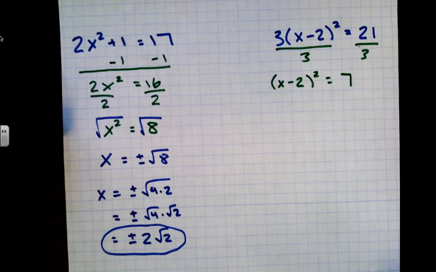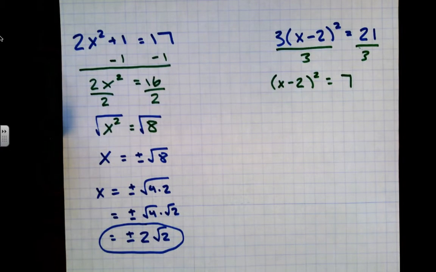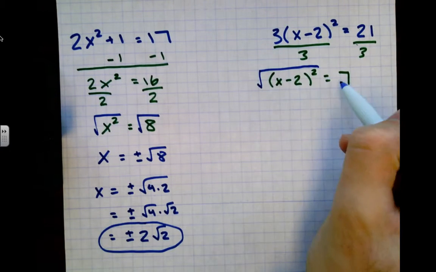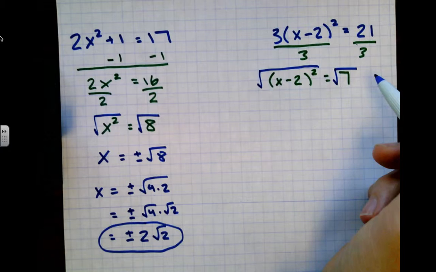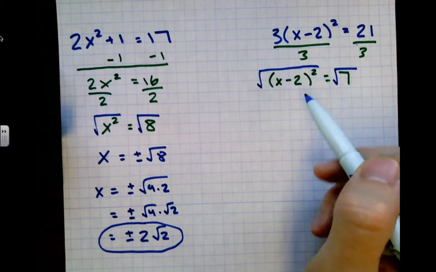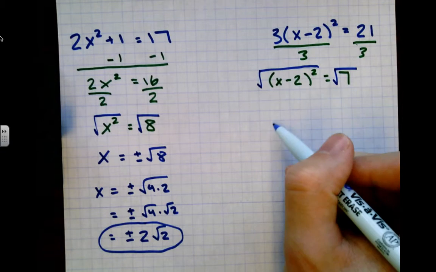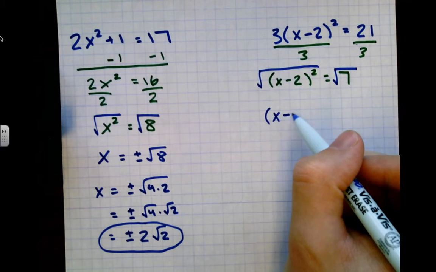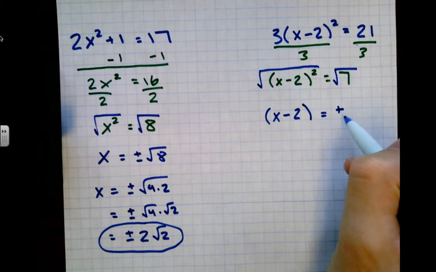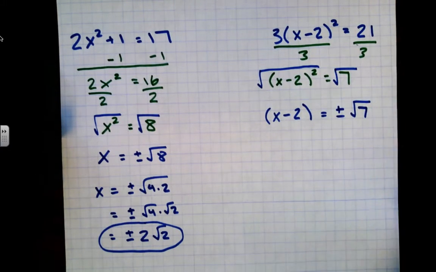And now from here my new technique takes over, where I take the square root of each side. Take the square root on the left, square root on the right, and as we had seen, the square root and the squared sign cancel one another out, so all I'm left with is x minus 2, and that's going to equal plus or minus the square root of 7.